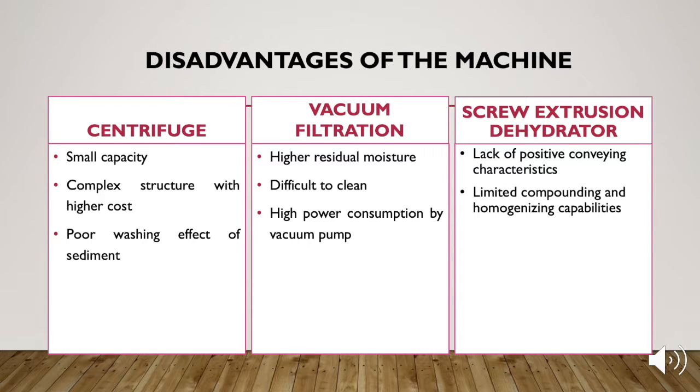Disadvantages of the machine. For centrifuge, it has a small capacity. It has a complex structure with higher cost and poor washing effect of sediment. For vacuum filtration, it has higher residual moisture, is difficult to clean as it is the hardest working piece of kit, and has high power consumption by the vacuum pump. Screw extrusion dehydrator has a lack of positive conveying characteristic and limited compounding and homogenizing capabilities.